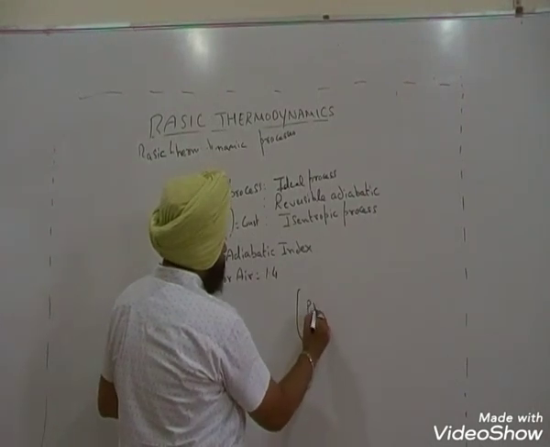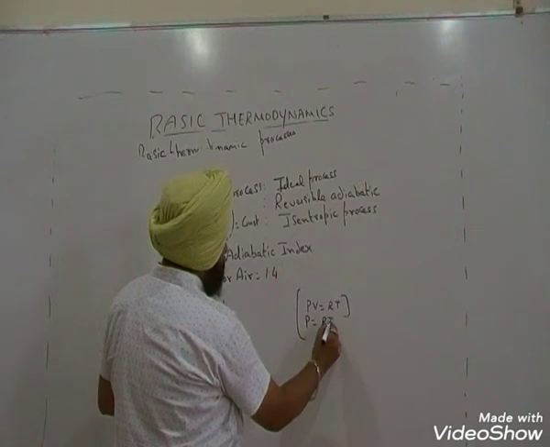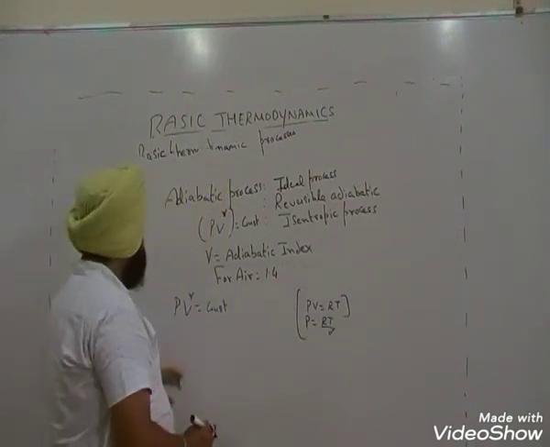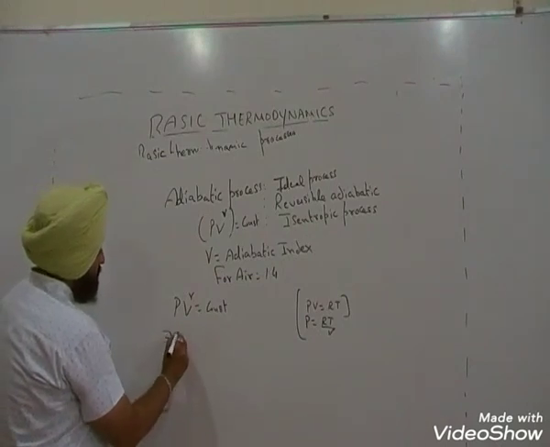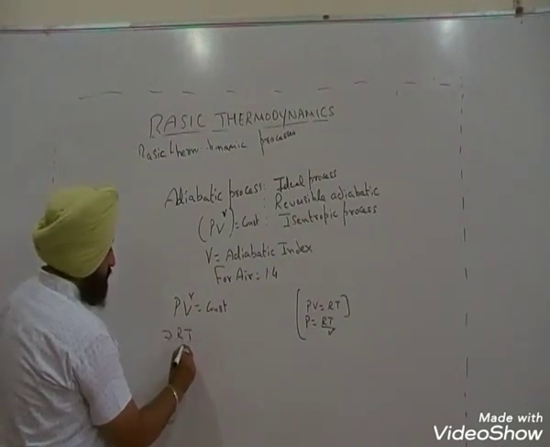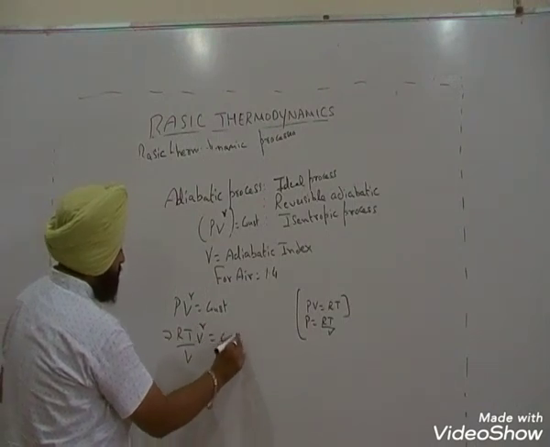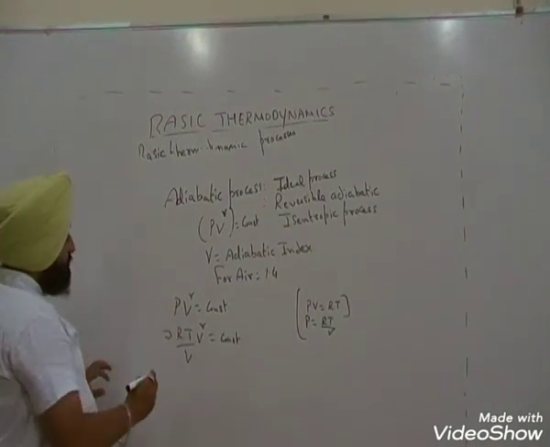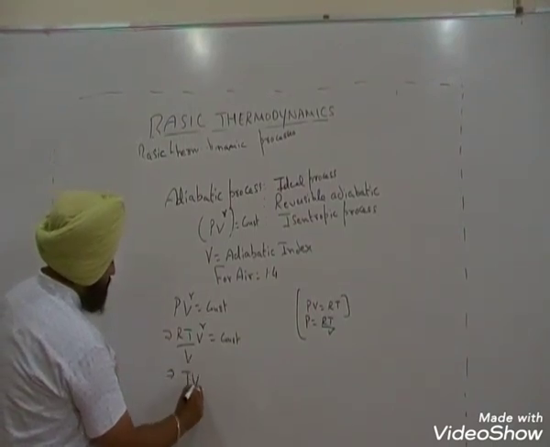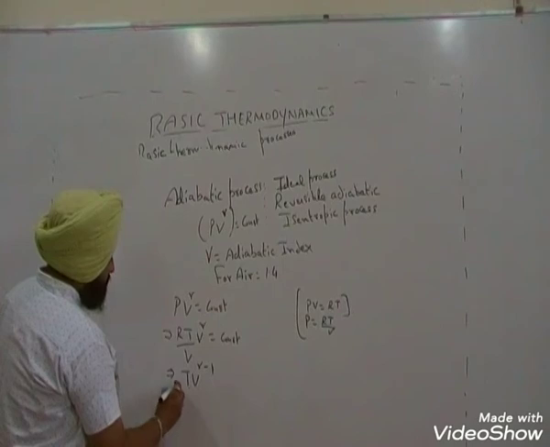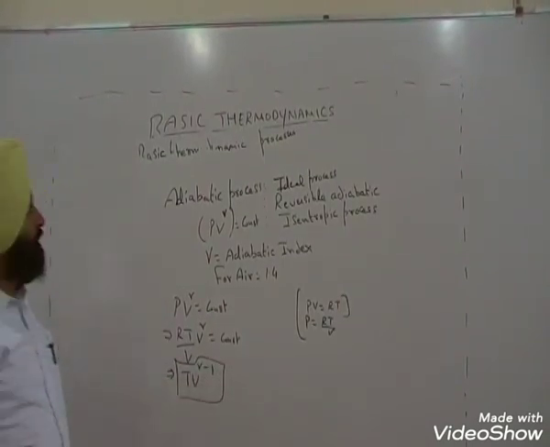We know that PV is equal to RT. P is equal to RT upon V from this equation. So substituting this value in this equation, I will get RT upon V times V gamma is constant. So rearranging this equation, I will get R is constant, so T V raised gamma minus 1 is constant. So this is the adiabatic process.